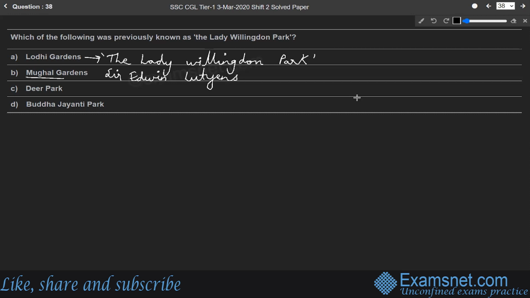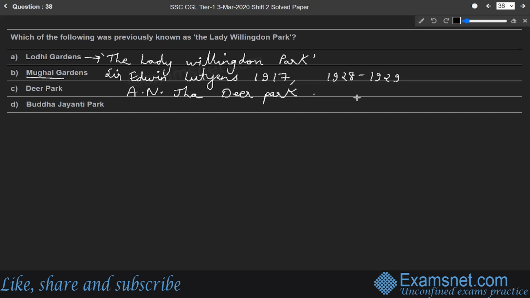This happened in the year 1970, and some plantings were also done during the year 1928 to 1929. It is also located in New Delhi. Next is Deer Park. Deer Park is a very famous park. It is also known as A.N. Jha Deer Park. It is also located in Delhi.